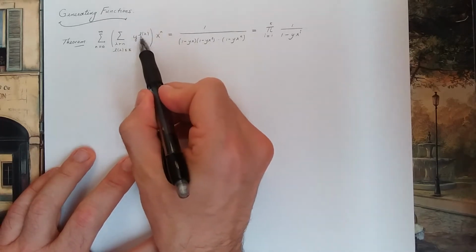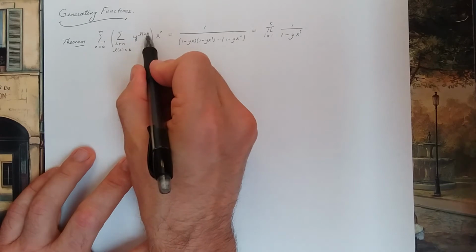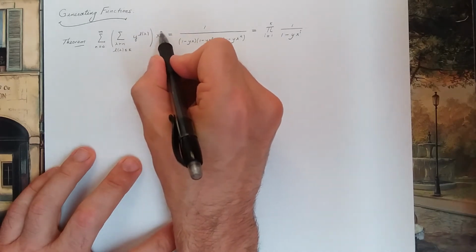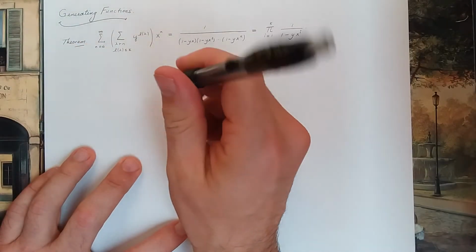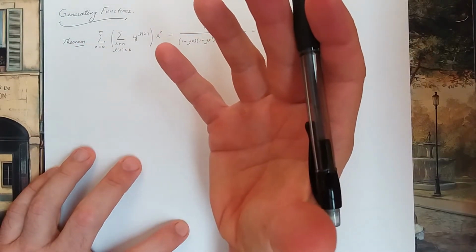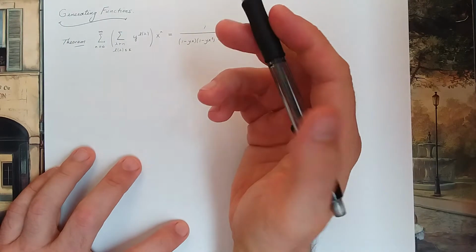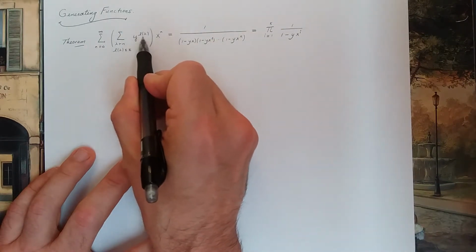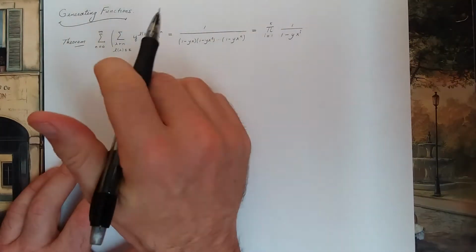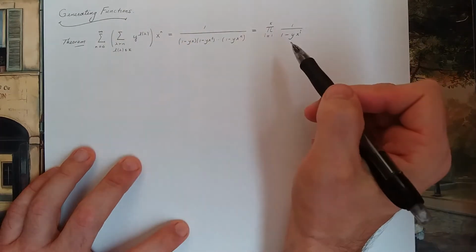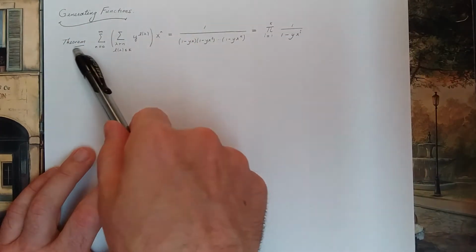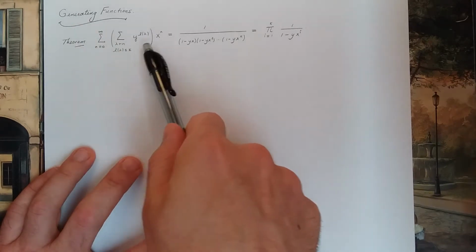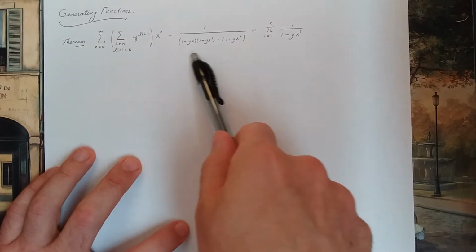I'm keeping track of the number of parts with the exponent of y, and I'm keeping track of the size of the integer partition with powers of x. So for example, if I had an integer partition of 10 with 7 parts, that would correspond to a y to the 7th power x to the 10th power in this expression. So the theorem is that this generating function, which gives me information about integer partitions, is given by this expression here.